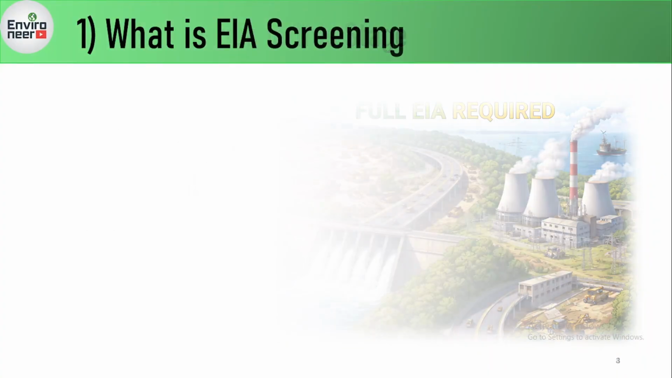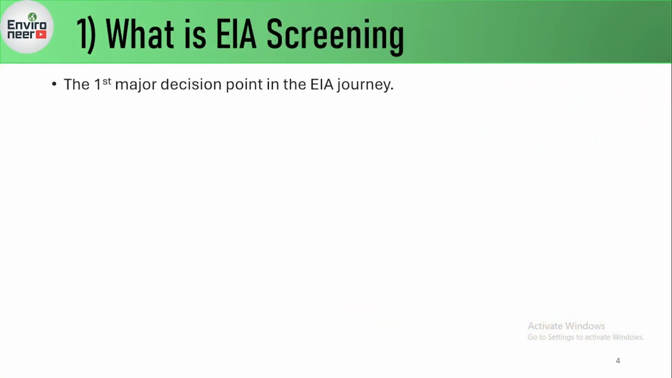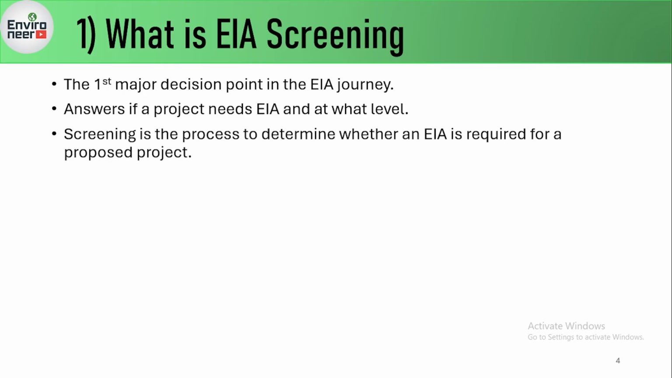So what is EIA screening? You can think of it as the first major decision point in the entire EIA journey. Its whole purpose is to answer one single fundamental question. Does this particular project really need a full environmental impact assessment? Okay, so if we get technical, the official definition of screening is the process used to determine if an EIA is necessary for a proposed development. It's essentially a preliminary check, a first filter that every single project has to go through. And this happens really early on, right at the beginning, so that everybody involved knows exactly what they're getting into.